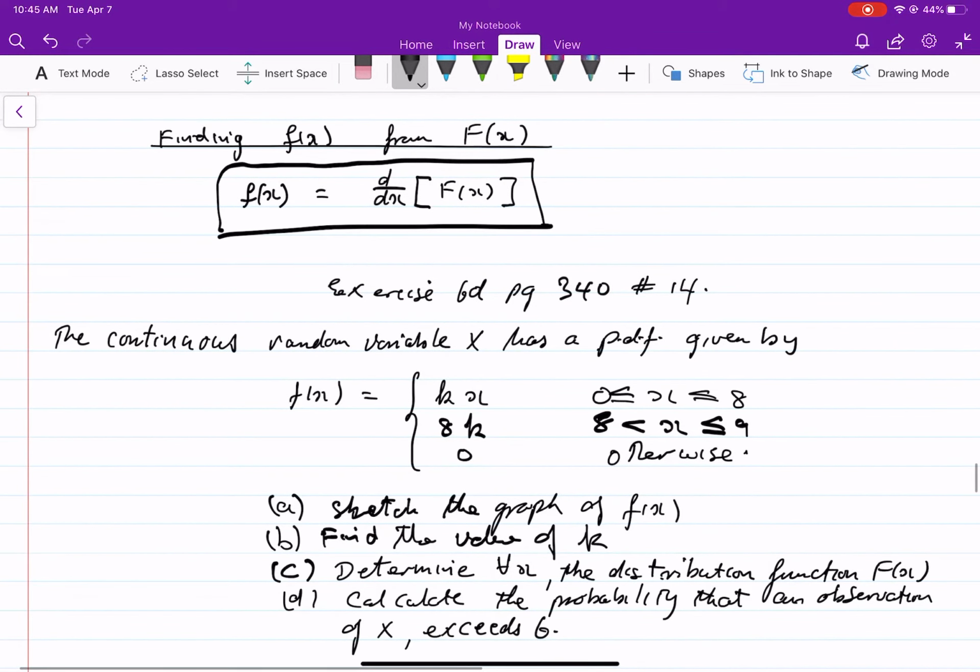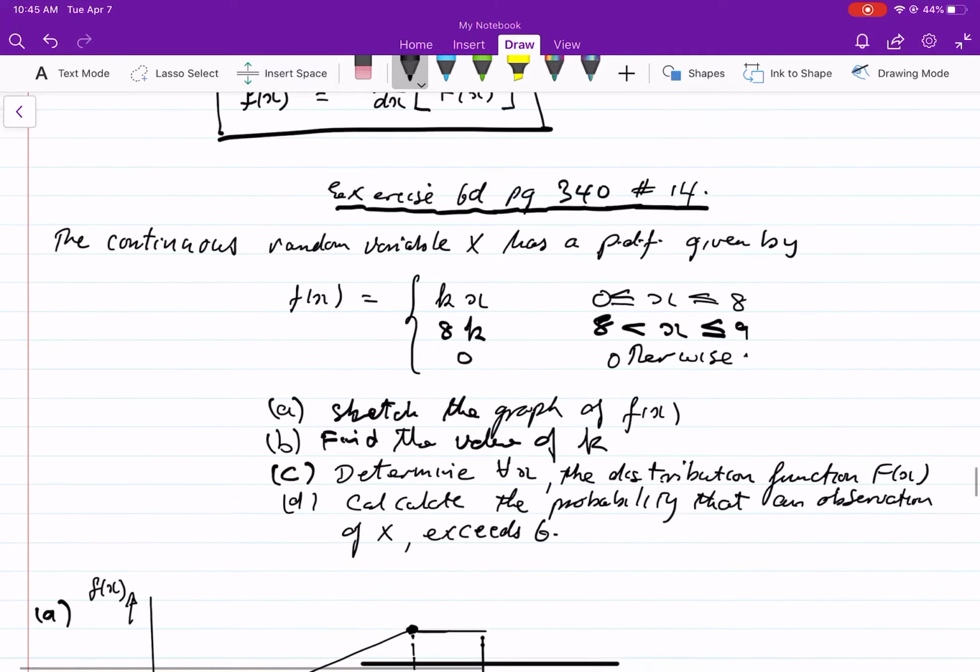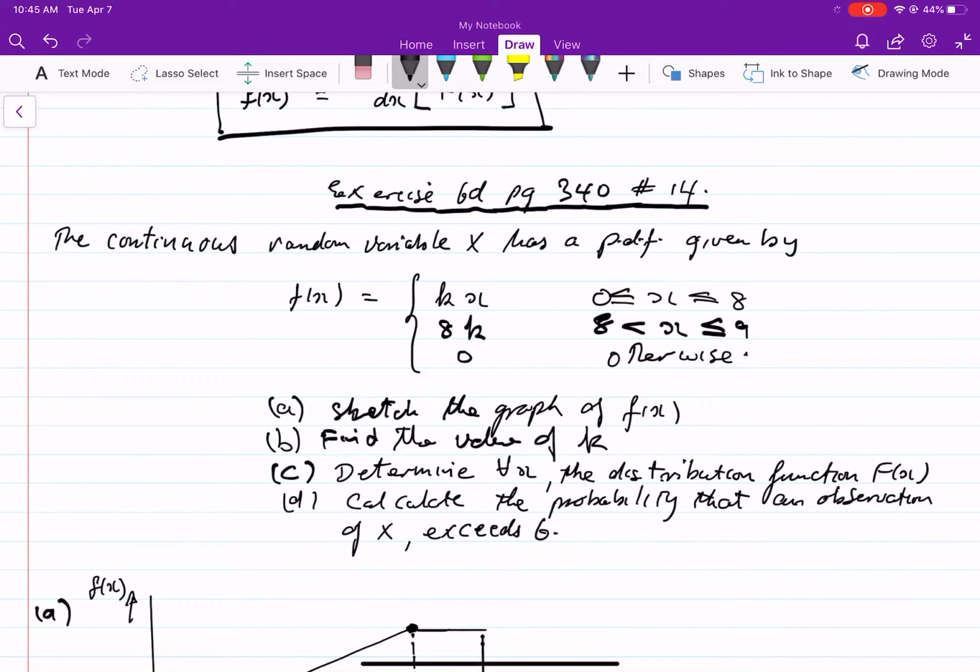All right, enough about the theory. Let's jump into problem number 2. I have the problem marked off here, exercise 6D, page 340, number 14. I'm going deep into the exercise right away. Here we go. A continuous random variable x has PDF given by small f of x equal to kx for x greater than or equal to 0, less than or equal to 8. f of x is equal to 8k for x greater than 8, less than or equal to 9. Excuse me, and 0 otherwise.